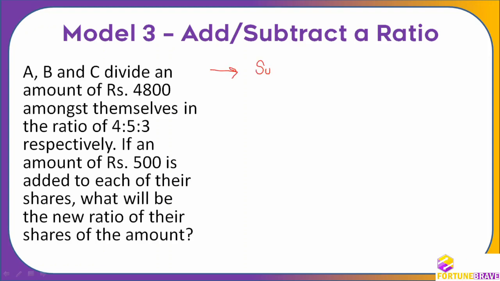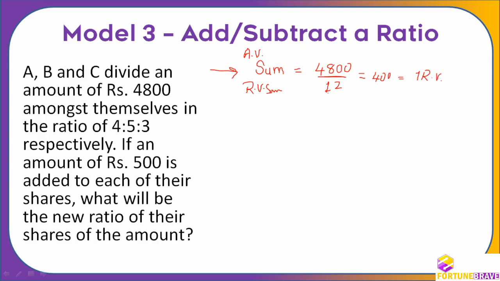I know the sum is how much? Sum is equal to 4,800. Now because this is the actual value, I need to divide it by the ratio value sum. So the ratio values 4 plus 5 is 9 plus 3 is 12. If I divide it by 12, what I will get is 400, which is equal to 1 ratio value.